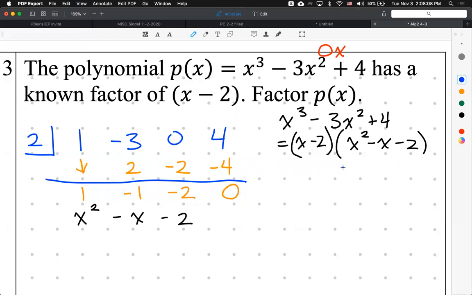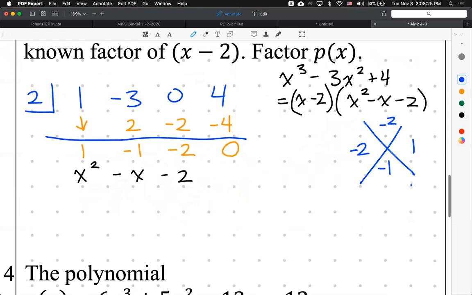So it should be -2 on the top and -1 on the bottom. And then 1 and -2, 2 and -1. So -2 and 1. And Wyatt, tell us our final answer. It would be x minus 2, x minus 2, x plus 1.